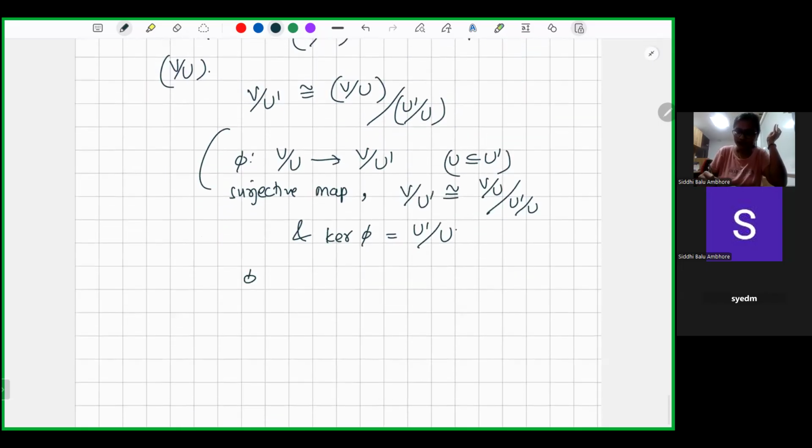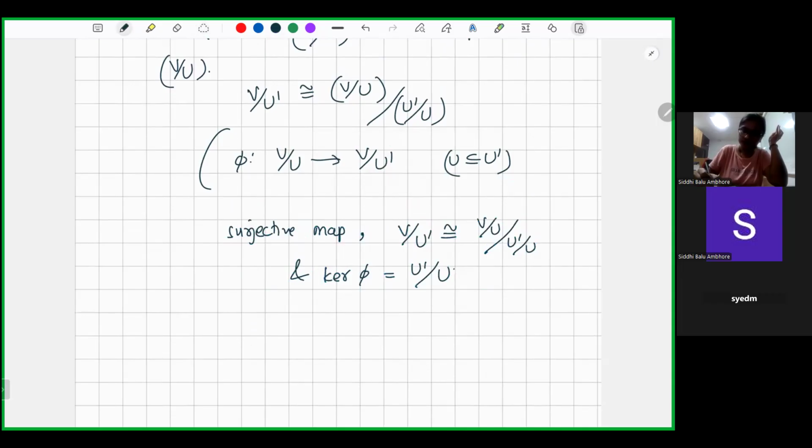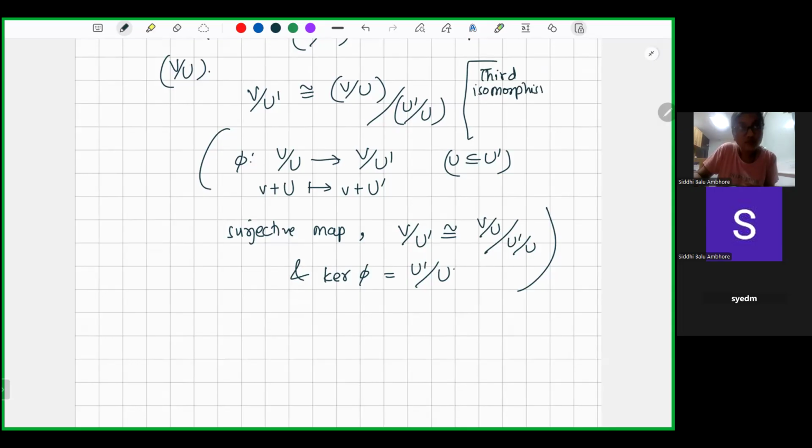And how is this map defined? Okay, I did not write the definition of the map. V plus U goes to V plus U dash. Okay, you can check this. I hope you know this. This is also called the third isomorphism theorem of vector spaces.